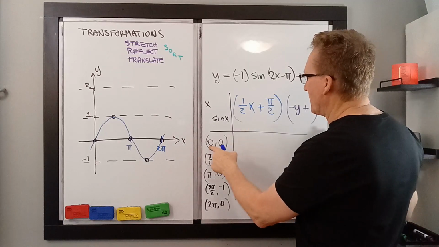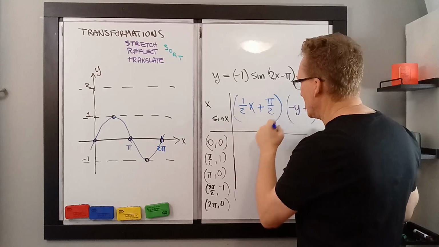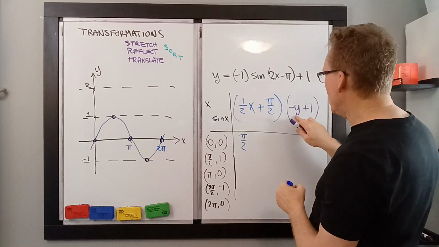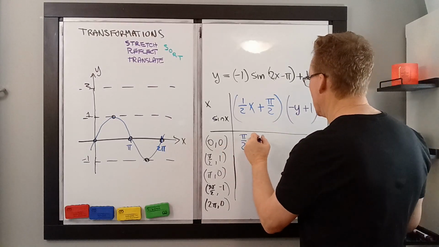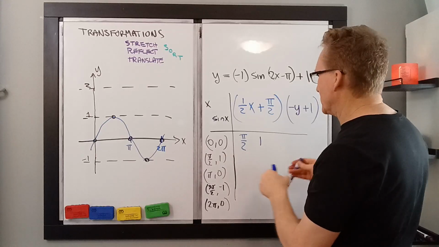So if I want to take the x value here times 1/2, which is still 0, plus pi over 2. So this is going to become pi over 2. The y value will be still 0, and then it's going to be 1. So it's going to be like that. Those are the x and the y values there.